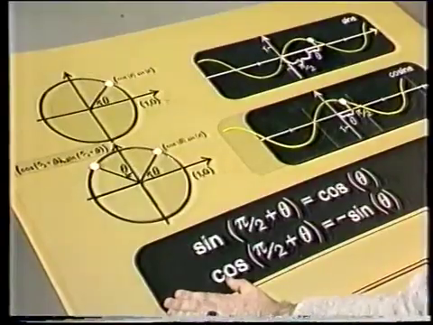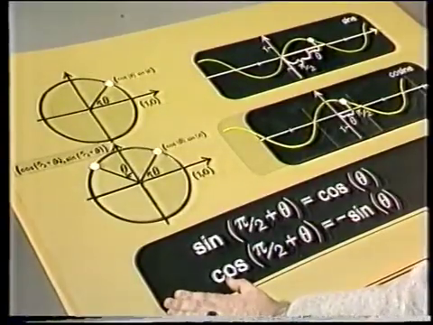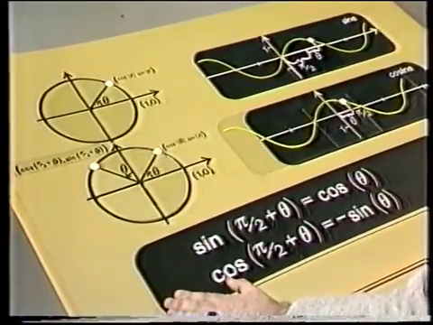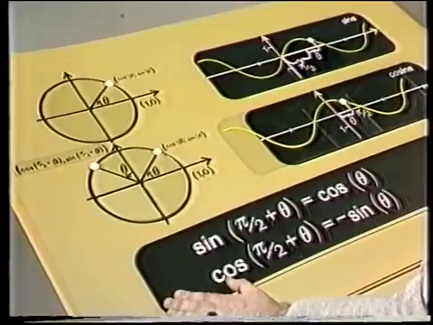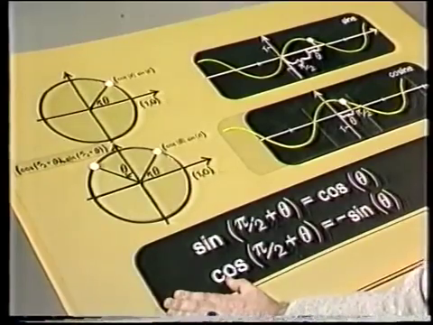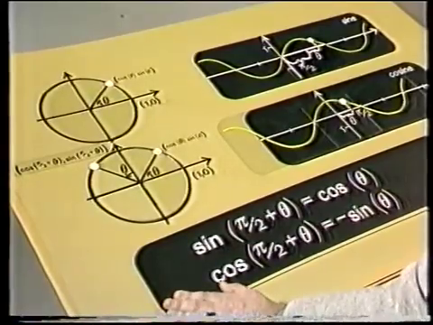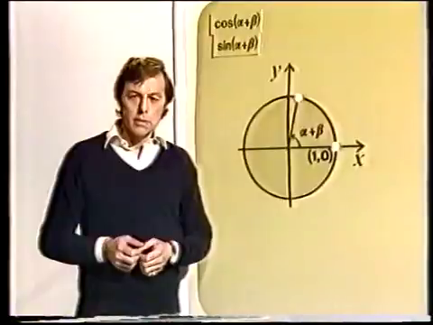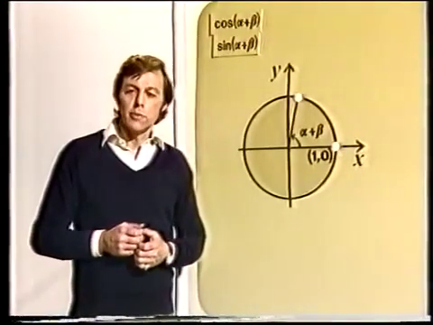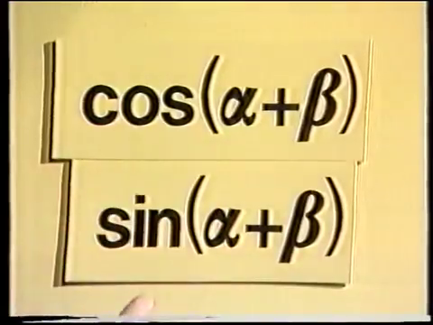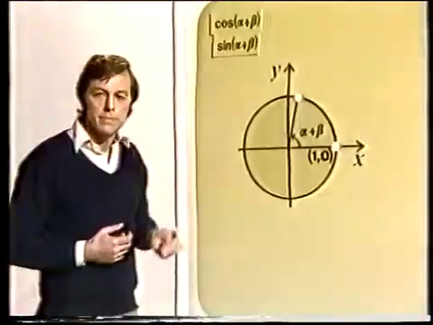Now, these formulas give us the sine and cosine of the sum of the two angles pi over 2 and theta. And that's a special case of what we're going to do next in the program. We'll find formulas for the sine and cosine of the sum of any two angles. And to do that, we'll use the idea of two successive rotations. So here's what we're going to do next in the program. We're going to find formulas for cos of alpha plus beta and sine of alpha plus beta.